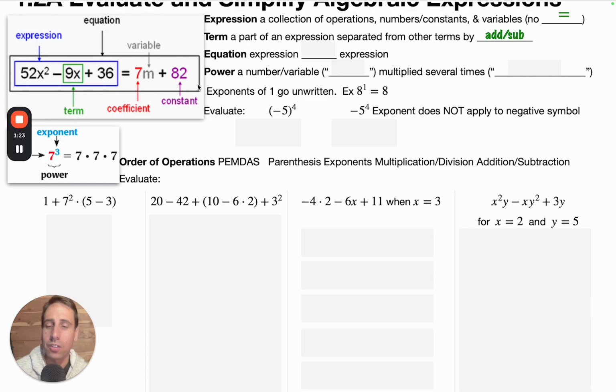And an equation is just an expression equals an expression. You've got the blue expression over here and then the unboxed expression over here. Expression equals expression. What's a power? A power is a number or variable, which we'll call the base, and then it's multiplied several times, and we'll call that the exponent. Anytime it's an exponent of 1, it's optional to write the 1, as you can see right here.